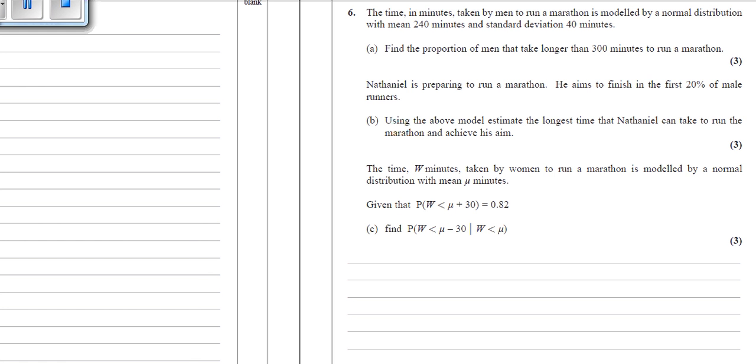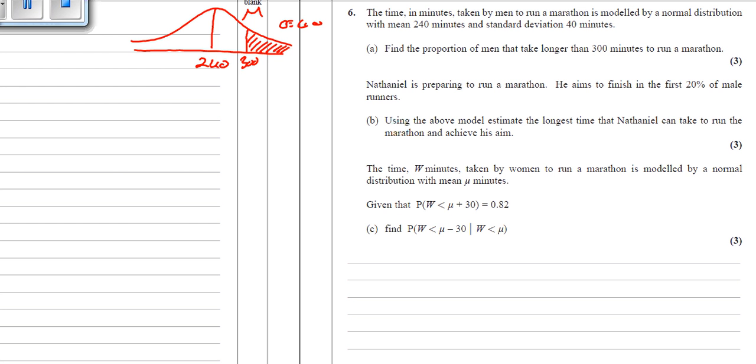The time in minutes taken by men to run a marathon is modeled by a normal distribution with mean 240 minutes and standard deviation 40 minutes. As soon as it gives you that information, start off by doing yourself a diagram where the mean is going to be 240. You might want to write down that standard deviation is 40 as well. If we call this our M curve, our men's curve, we've got to work out the proportion of men that take longer than 300 minutes to run a marathon. So we put 300 minutes there.